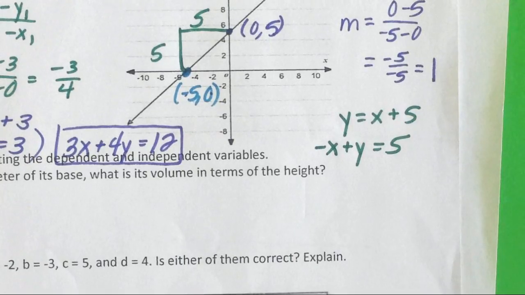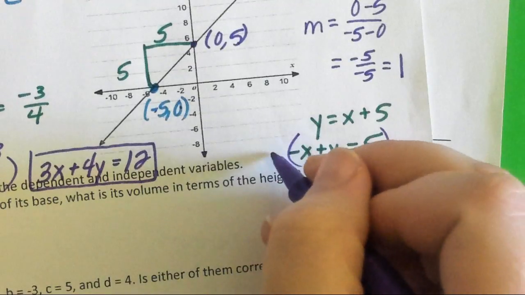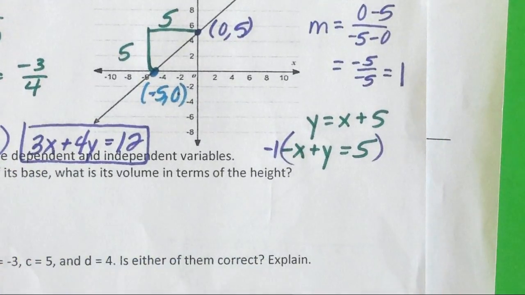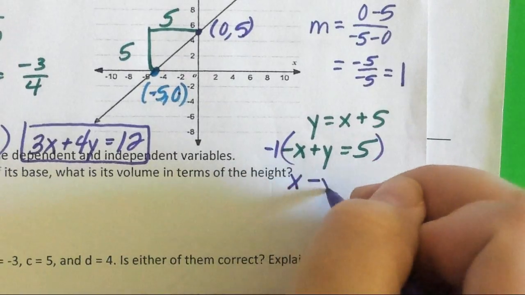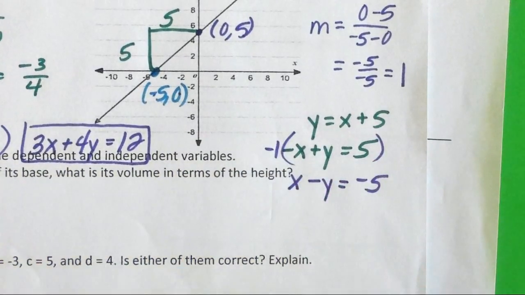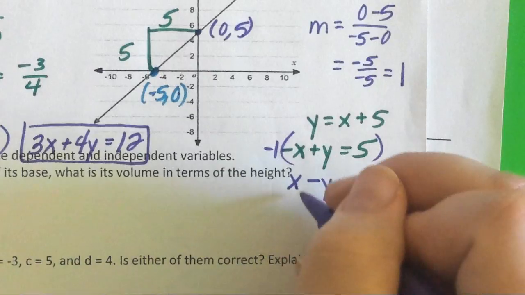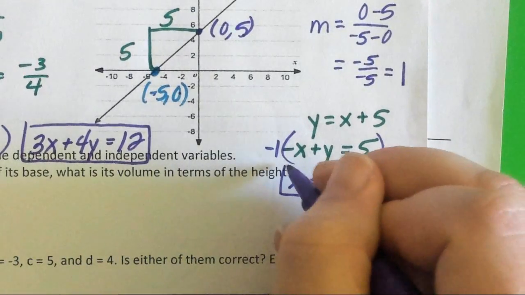I expect you to be smart enough to see the multiple choice answer choices, see none of them start with a -x, and think, maybe I need to multiply everybody by -1. Then maybe I'll start looking like one of those ACT answer choices. If you multiply by -1, you get positive x, negative y, and 5 becomes -5. And that is going to be our final answer: x minus y equals -5.